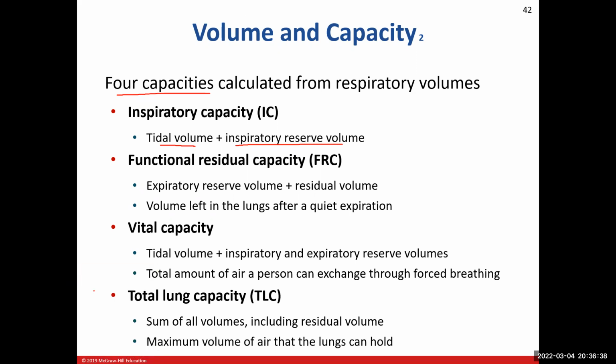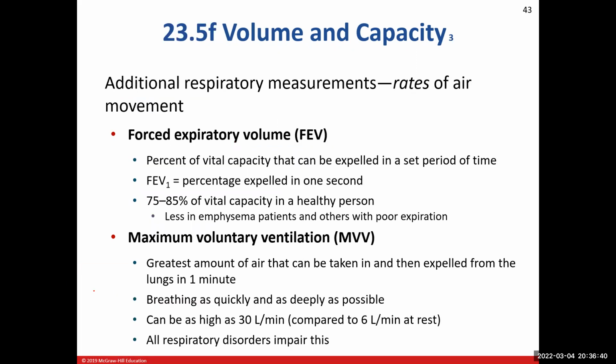Okay. Two other things that you should know when we're talking about respiratory measurements. We are going to discuss the rates at which air moves. Of course, this is one of the things that I hated about doing a spirometer reading, actually doing the forced expiratory volume, or the FEV. We have FEV1, FEV2.